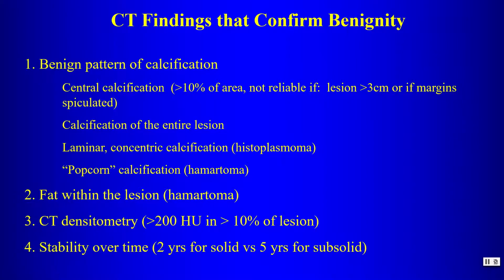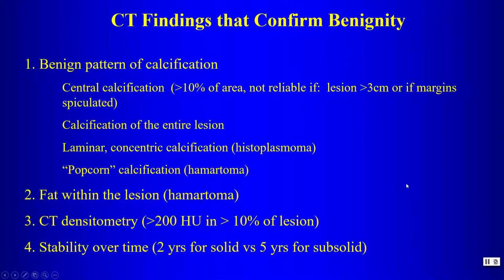calcification. Central calcification usually indicates a benign lesion. However, if the lesion is greater than 3 centimeters or if the margin is spiculated, then we cannot use this rule of central calcification. Calcification of the entire lesion, again, usually means the lesion is benign. Laminar concentric calcification, we've seen an example of histoplasmoma, and popcorn calcification is associated with hamartoma. Fat within the lesion, also associated with hamartoma.